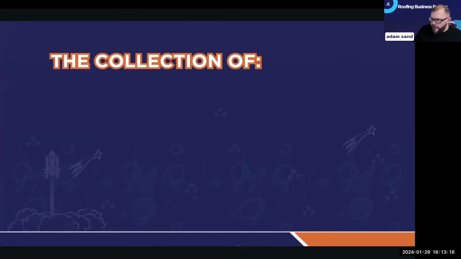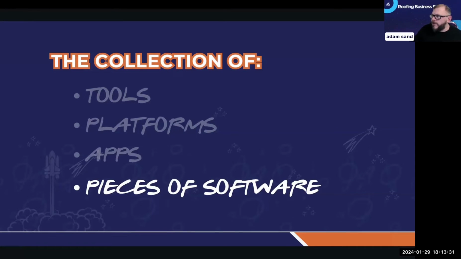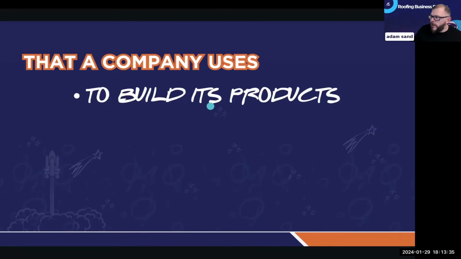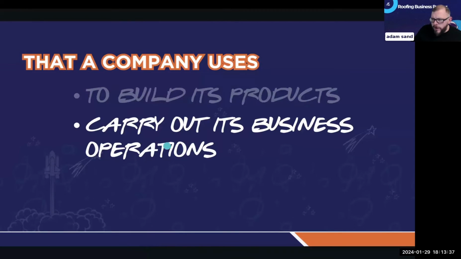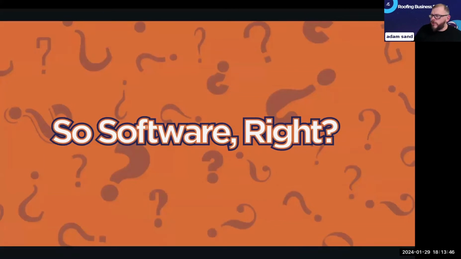It is the collection of the tools, the platforms, like Facebook is a platform, Angi is a platform, Google Ads is a platform, or your apps, CompanyCam is an app, SalesRabbit is an app, and then also pieces of software like QuickBooks or your CRM. It's the things that your company uses to build your products, to carry out your business operations, and to monitor your performance metrics, right? So you can grow. So software is a big deal, right? And you want to try and make it work for you so you don't have to work for it.